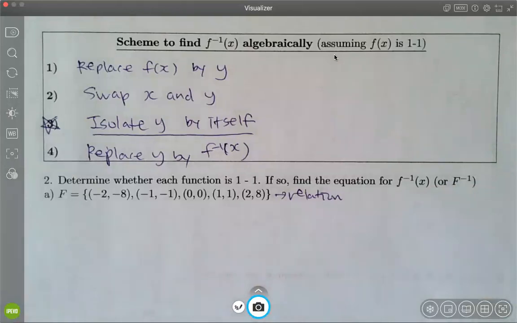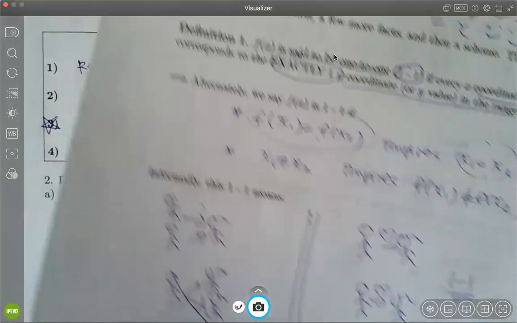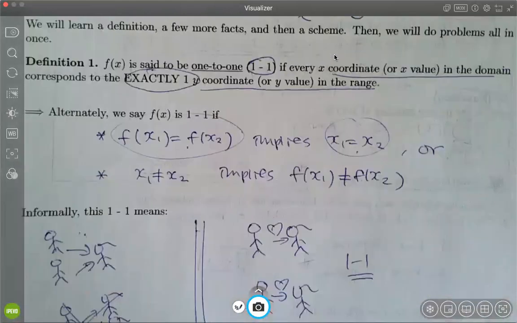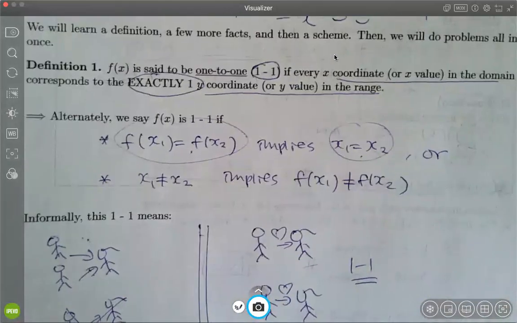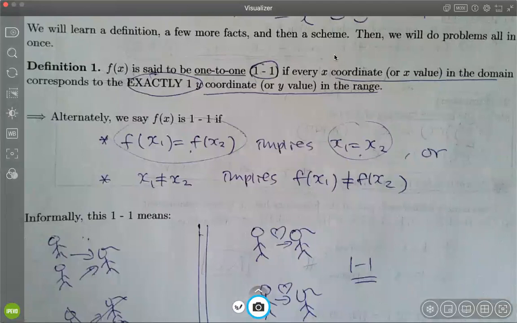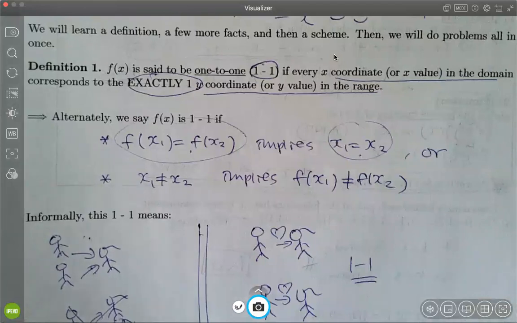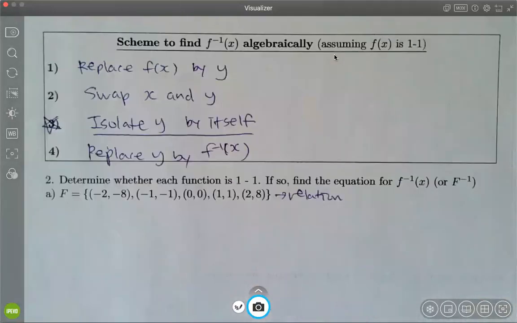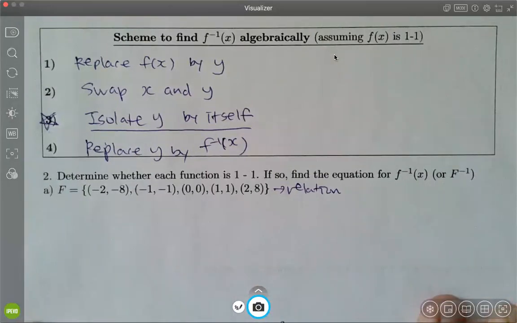Okay, so let's see. Let me go back to where we started in today's class. So the function is one-to-one if what? Every x value corresponds to exactly one y value, right? Okay, now, do we have it here? Yes. Do you see why?